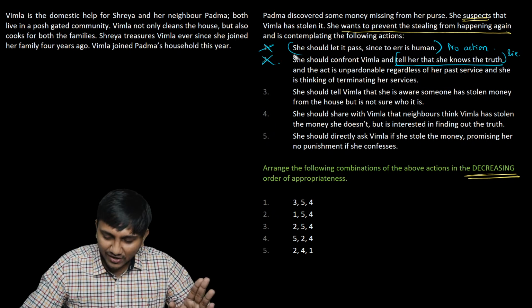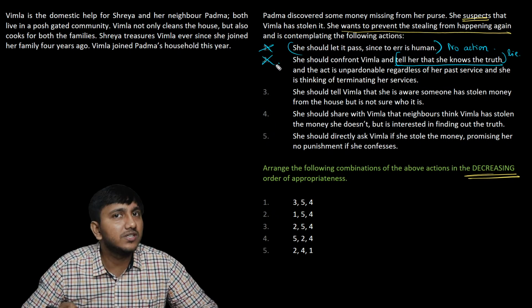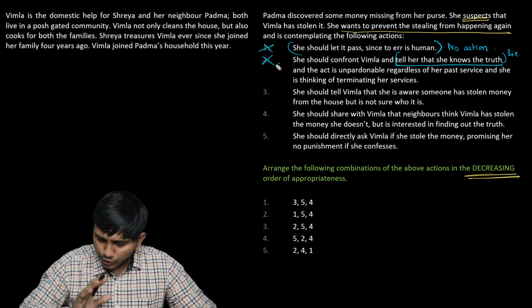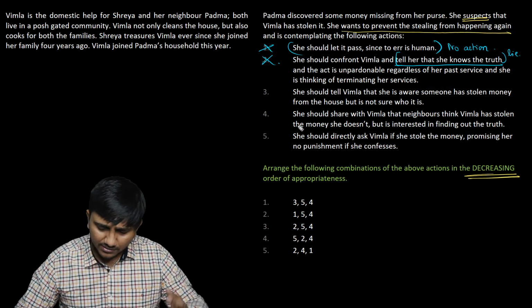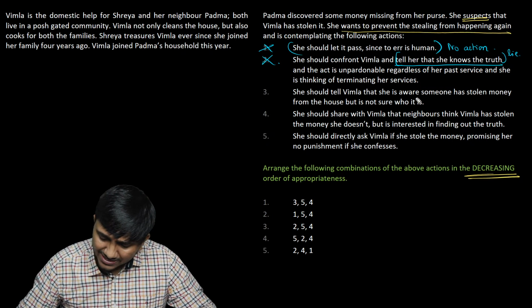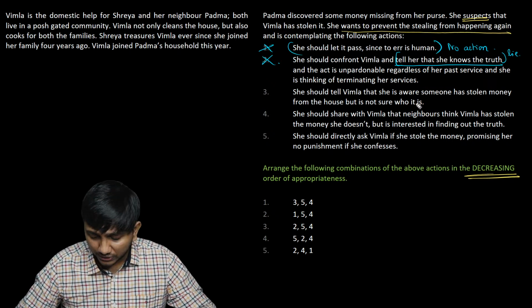That might not be the right way to think about how to deal with this kind of situation. So no action is definitely not a good action. Second one is to go and lie to her, which is again not right. So first and second should not be there in your answer at all. Let's look at the other 3, whether there is anything ridiculous there as well. She should tell Vimala that she's aware someone has stolen the money. Definitely she's aware from the house, but it is not sure who it is.